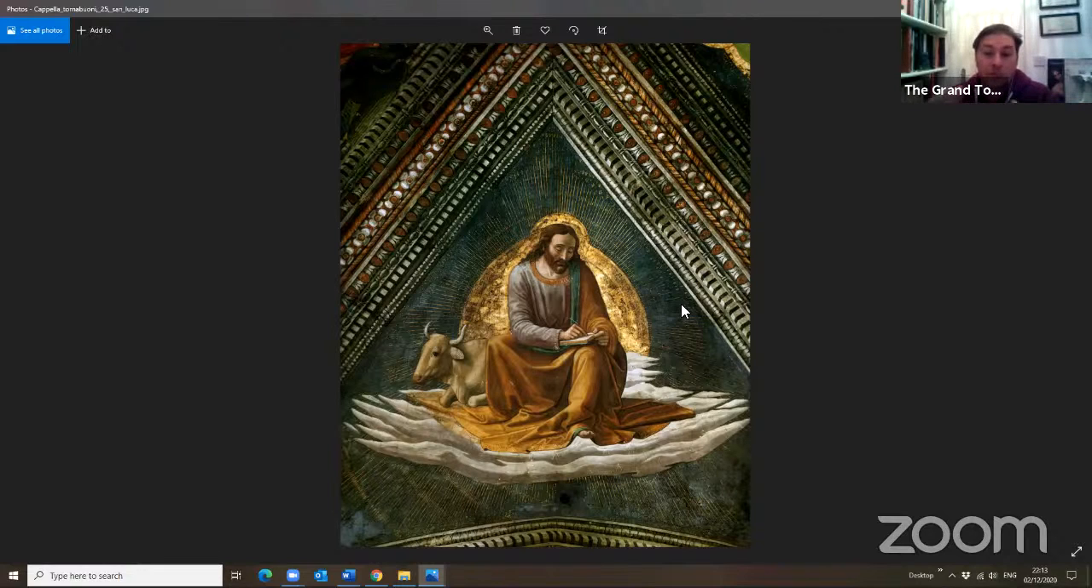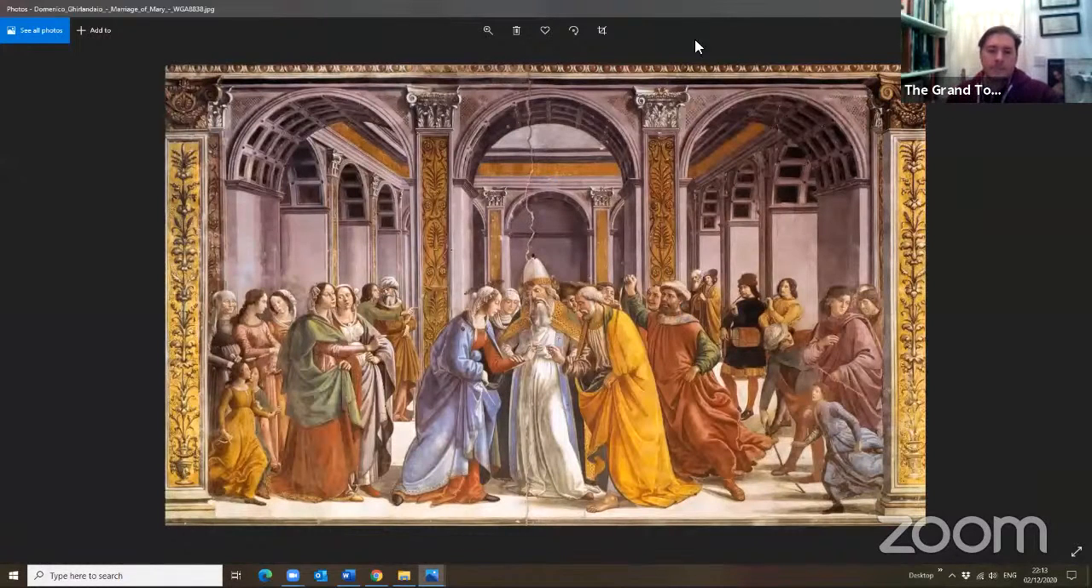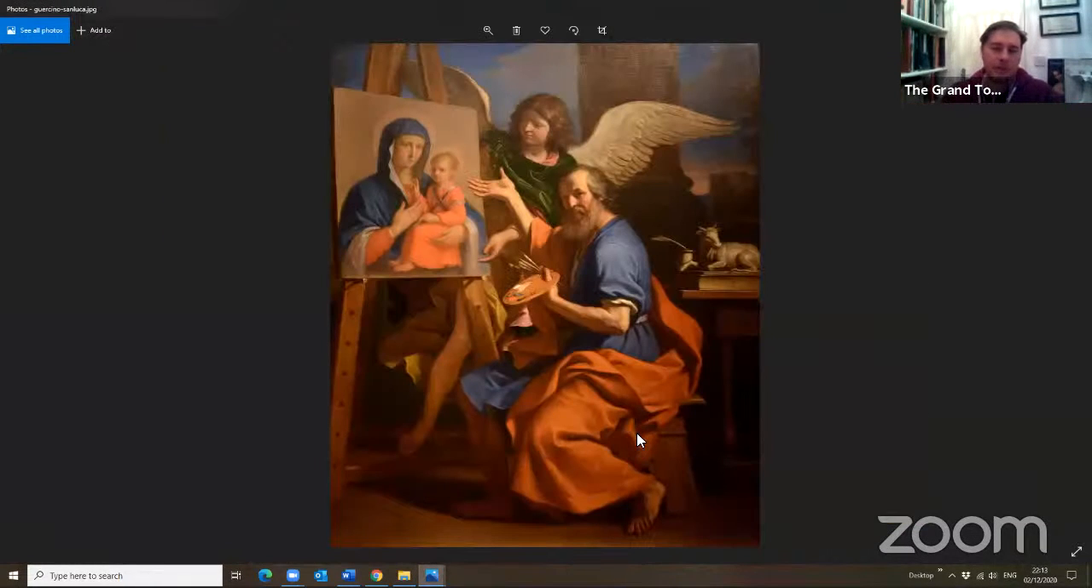And you can see the bull, which is the symbol of St. Luke. And then, sorry, also here we have a painting by Guercino, where St. Luke is represented painting the Madonna. As I said, he's the patron saint of artists or the painters.